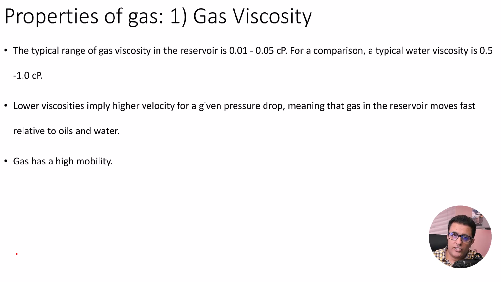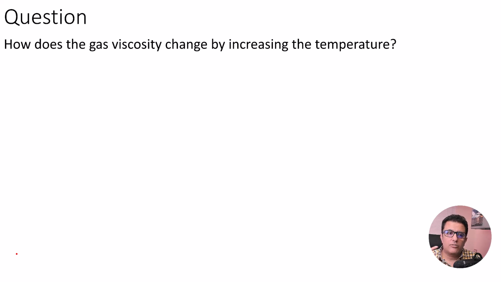Another reason is the gas viscosity. Compared to oil and water, gas has much lower viscosity, or in other words, higher mobility, and that makes the production easier. Now let me ask you a question. How does the gas viscosity change by increasing temperature? This question is a little bit tricky because in your daily life, you may have experienced that when you warm up honey, it becomes more mobile. So I would like you to think about it a little bit more. What's going to happen to gas viscosity if we increase the temperature?